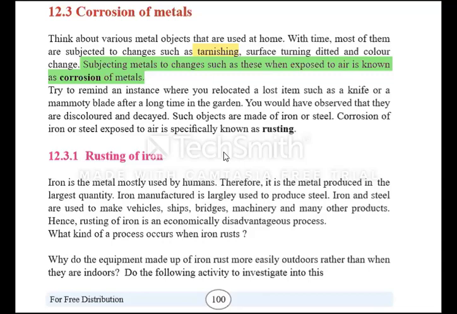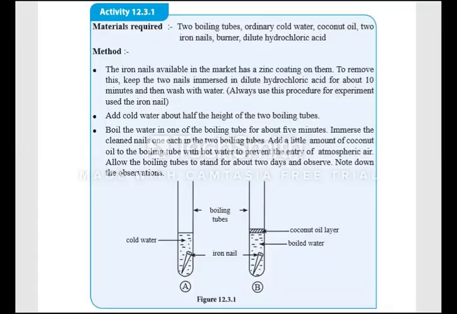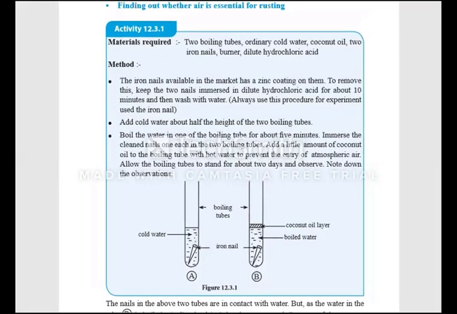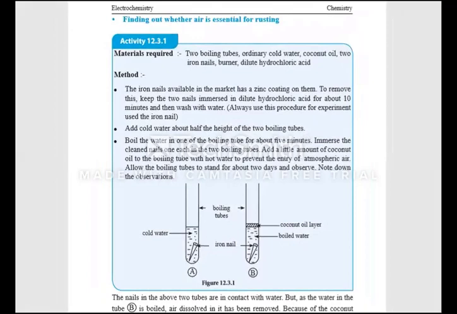Now let's do the following activities to identify why equipment made up of iron rusts more easily when it is outdoors rather than indoors. Let's look into the very first activity, 12.3.1. We'll be looking into different kinds of activities to check whether certain factors are essential for rusting. The first factor we are going to look into is air. Activity 12.3.1: finding out whether air is essential for rusting.